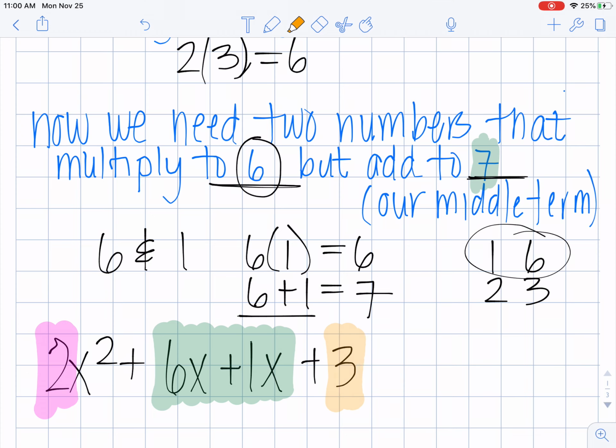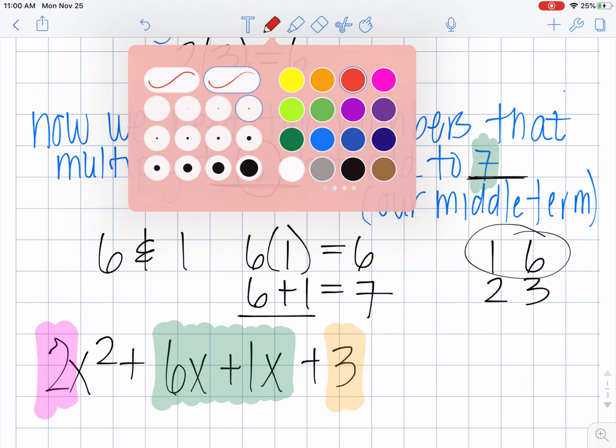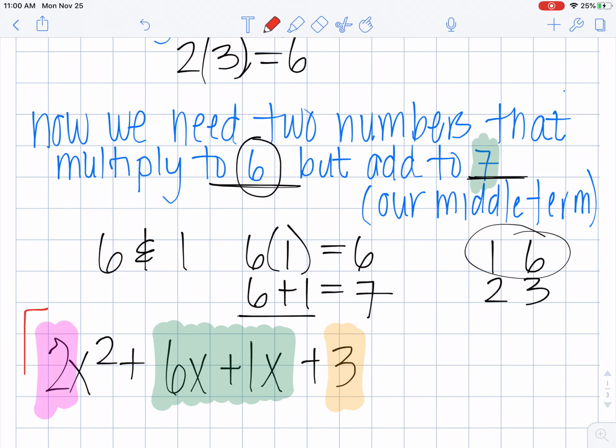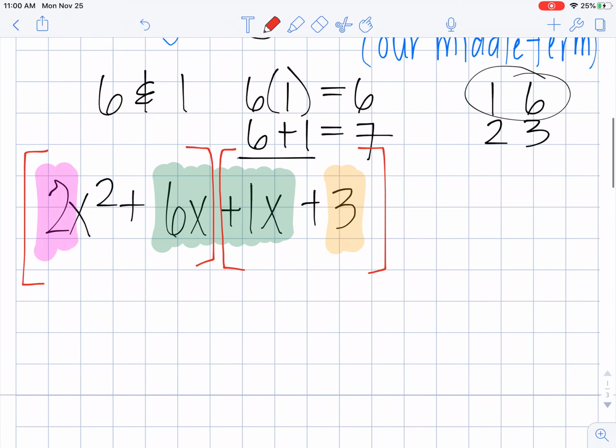Okay, so now I'm going to do what's called factor by grouping. I'm going to make two groups. I'm going to make a group out of my first two terms, and I'm going to make a group out of my second two terms. By doing this, I want to determine what numbers or letters each group has in common. We're going to factor out our greatest common factor, our GCF.